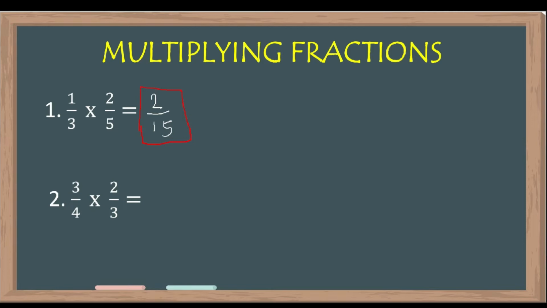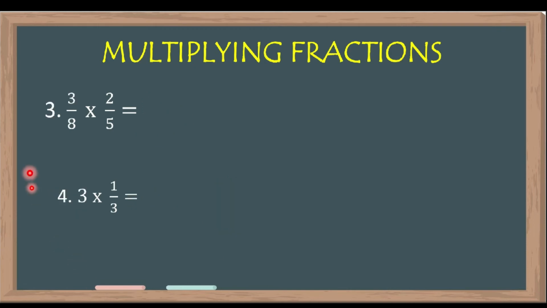Let's try number 2. 3 times 2, that is 6. 4 times 3, that is 12. Pero yung 6 over 12 ay pwede pa nating i-simplify in lowest term. So we can divide both numbers by 6. Okay? So, divided by 6 para makuha natin yung kanyang lowest term. So, 6 divided by 6, that is 1. 12 divided by 6, that is 2. Okay? So, ibig sabihin, yung ating sagot ay 1/2.